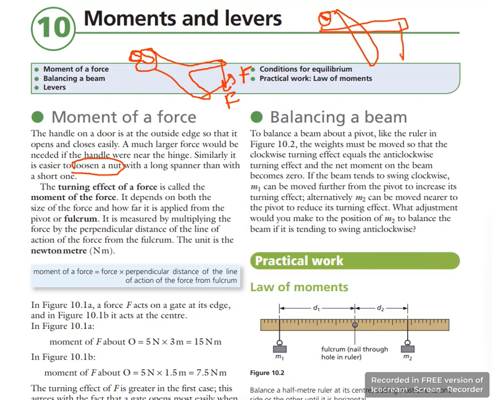So what will happen? It will create the maximum turning effect so that the nut will easily loosen by applying the force on this part. Okay, this part of the long spanner. So what will happen if you apply the force here in these positions? Basically the distance becomes too small, so a much larger force is required to loosen the nut. Okay, so this is called the moment. We will understand it more as we move further.